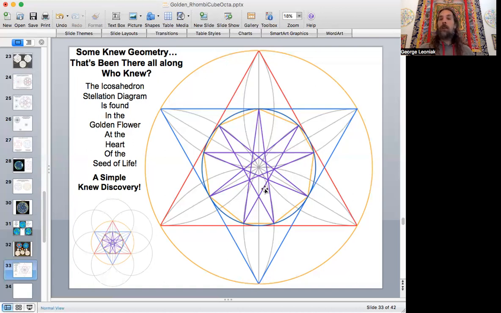I've been talking about that. I've never seen that anywhere else. I really don't know how Coxeter and his crew discovered it. There are a few different drawing techniques of how to come up with this, but this is probably the most simple one that puts it back, like I said, in the heart at the foundation of the seed of life pattern.